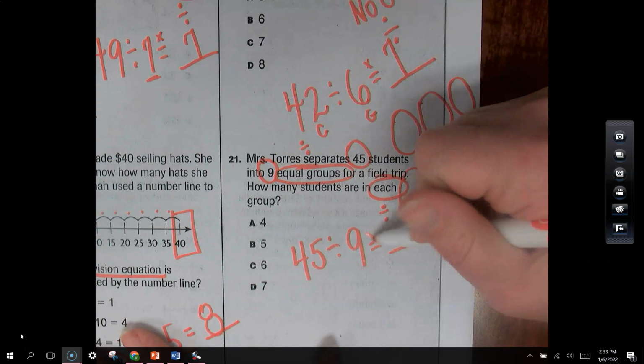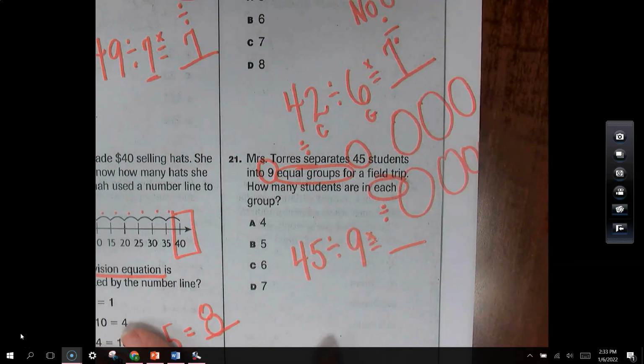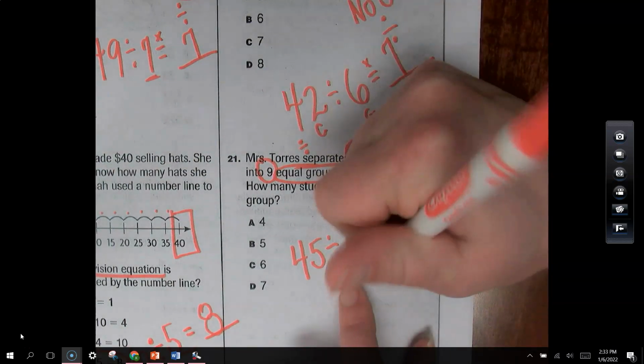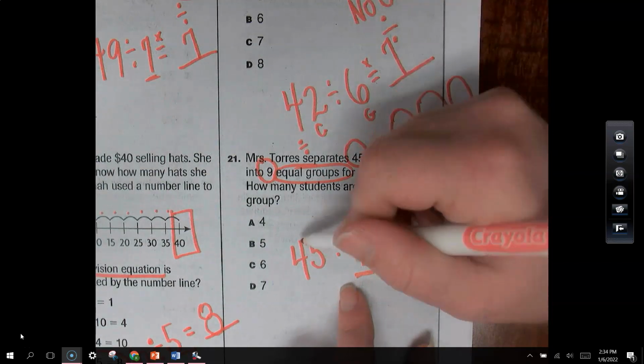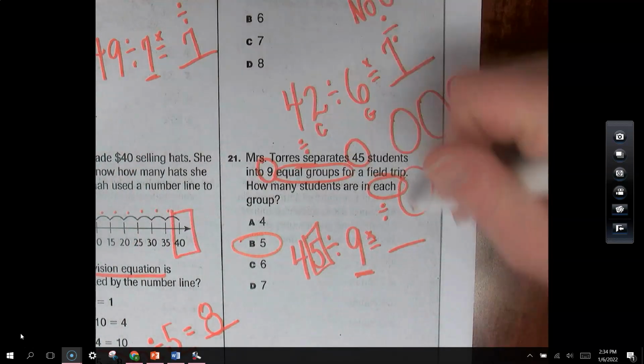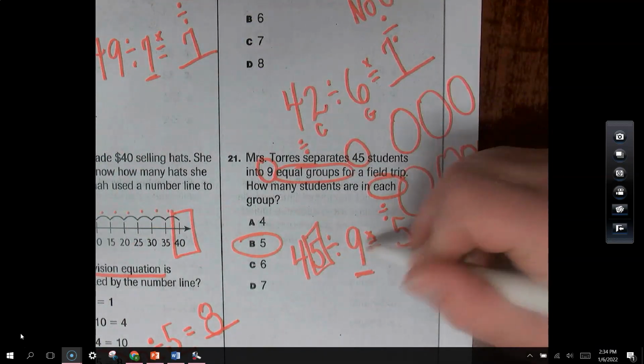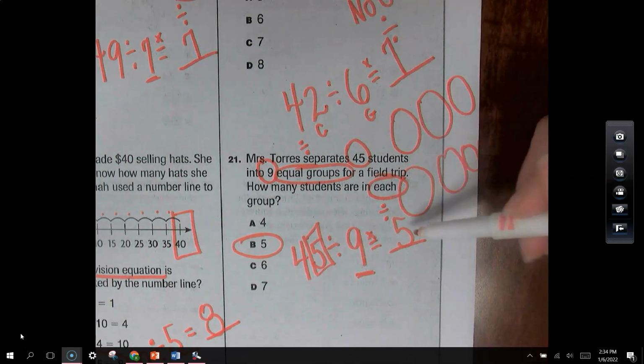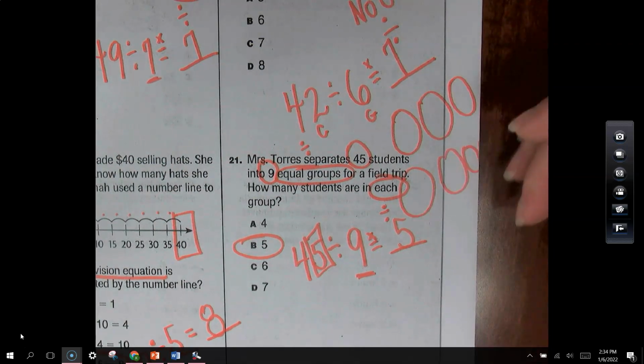What times 9 is 45? Well, you could do your 9's trick. Also realize that this number ends with a 5. The correct answer is 5. 5 times 9 is 45. And you could count by 5s there to check your answer. All right, let's go to our next page, please.